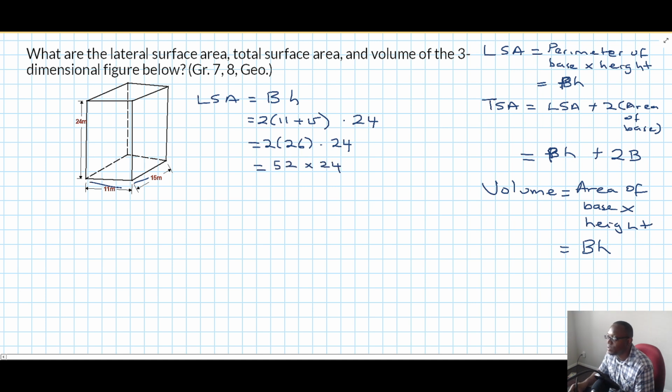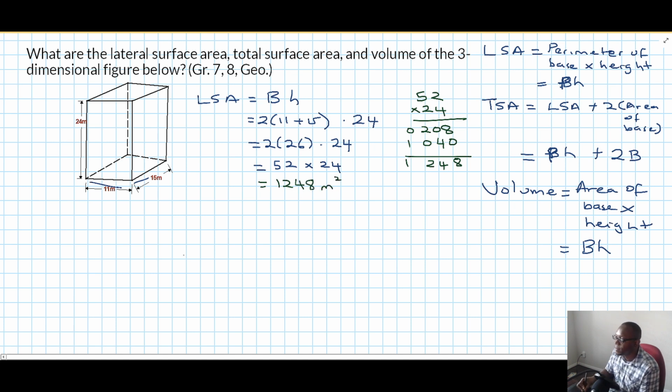So let's go ahead and do that somewhere here. 52 multiplied by 24. So we have 2 multiplied by 4 is 8, 5 multiplied by 4 is 20. We put a 0 down here. 2 multiplied by 2 is 4, 5 multiplied by 2 is 10. So we add all the numbers together. We have 8, 4, 2, 1. So this is going to be 1,248 square meters.